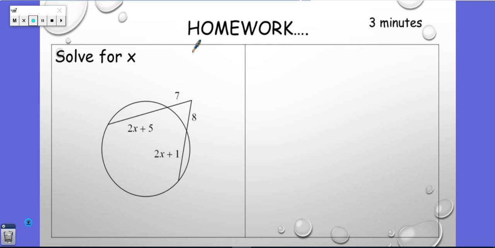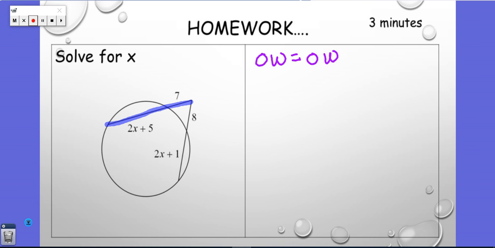Now here we're dealing with a situation where this segment is crossing the circle twice, and then it keeps going. This is called a secant. That blue line I drew is called a secant. And the rule for that one is outside times the whole equals the outside times the whole. So I have two secants here.